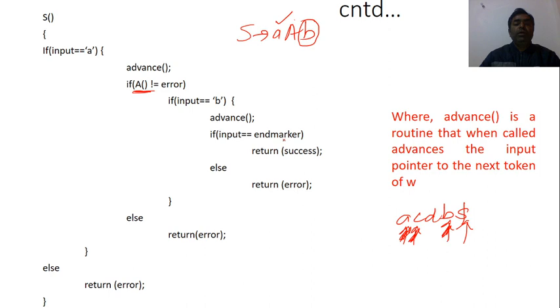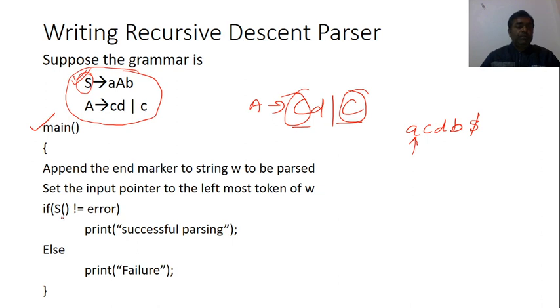If input equal to end marker, then return success. Here our input is dollar, so it will return the success now. This else will not be executed, and this else will not be executed. This else also will not be executed. So come to here. S not equal to error, so we will just print the successful parsing.